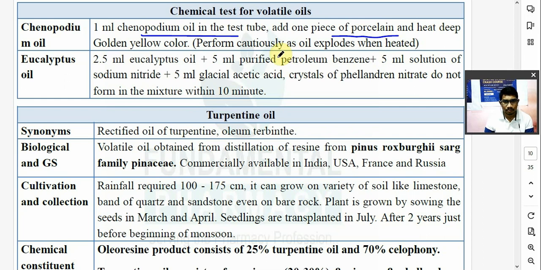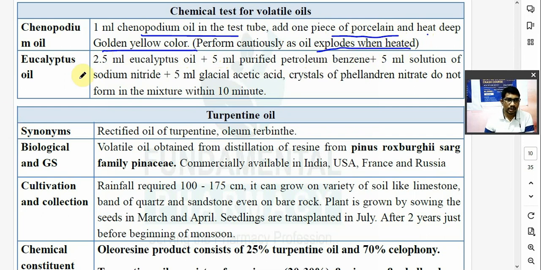So you have to add pieces of porcelain, then heat. You will get a golden yellow color. Take 1 ml of chenopodium oil in the test tube, add one piece of porcelain, and heat it. You will get a golden yellow color of the oil. You have to perform this test cautiously because the chenopodium oil has a tendency to explode. ये explode भी हो सकता है when you are going to heat.